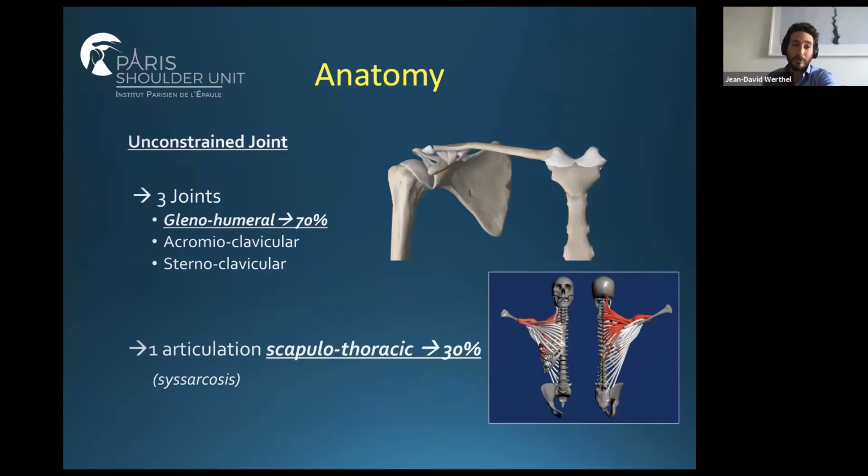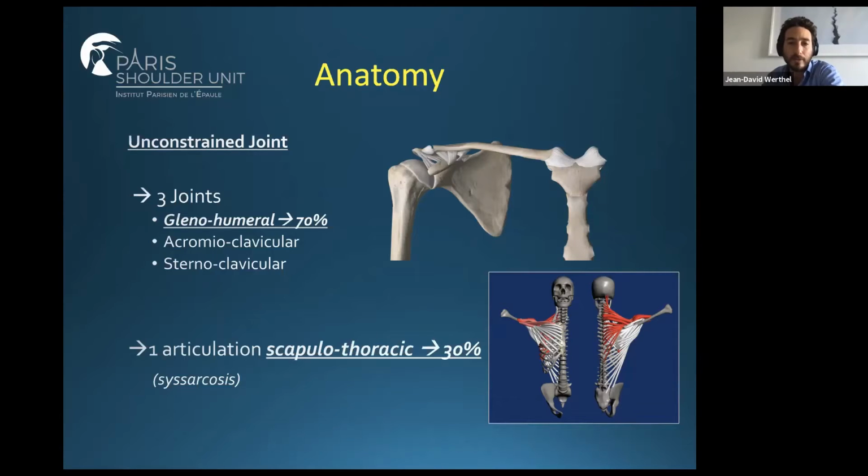The shoulder, you all know, is an unconstrained joint, and that makes it so particular because that's what is very special about it. It's that most of the stability of this joint is completely dynamic. It comes from the muscles, and so when these muscles do not work anymore, well, the joint does not work anymore at all, and it's really typical of that joint.